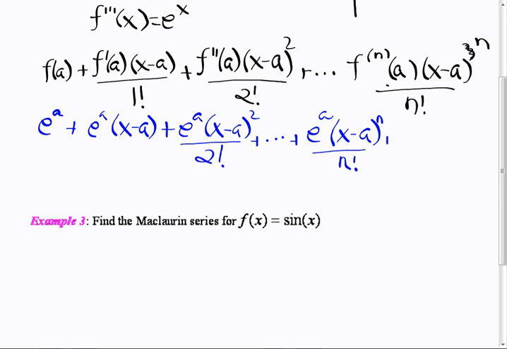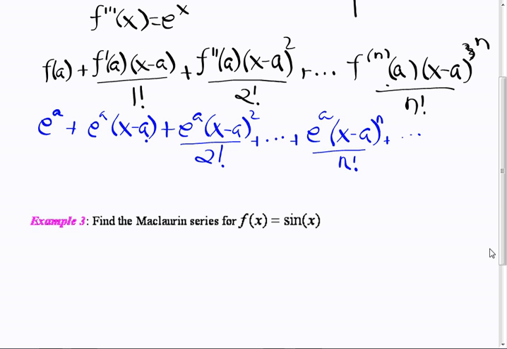And if you wanted the radius of convergence, you would have to actually do the ratio test on that. Say it again. This is x minus where you're centering it, A. So it's not centered at 0.